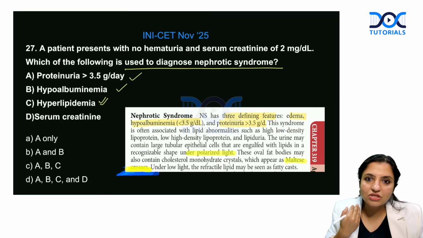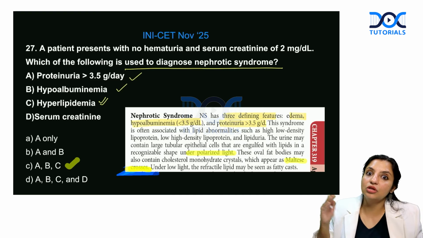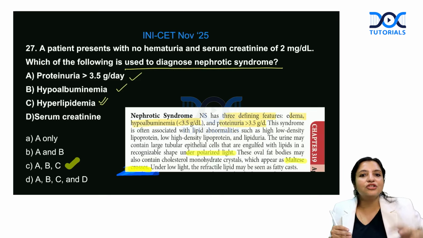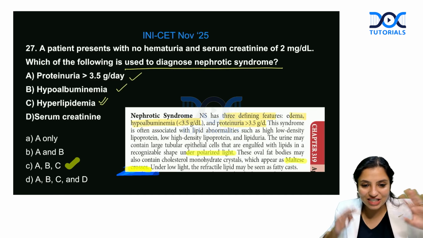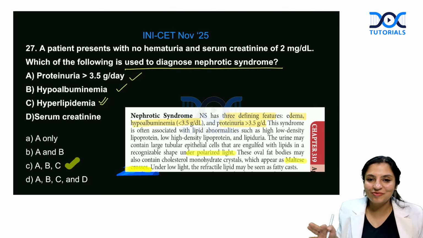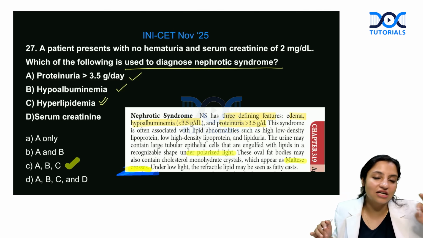So if the question was which helps in making the diagnosis, then your answer should be A, B, and C. If it is a diagnostic criteria, then it should be only edema, hypoalbuminemia, and proteinuria. So these are the subtle things that will help you in making the diagnosis, and this time, the INICET exam was trickier in that sense.